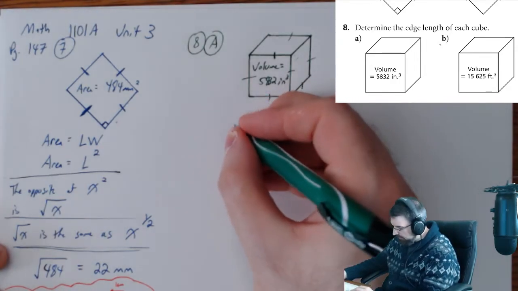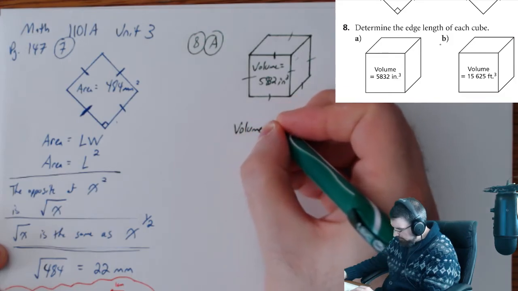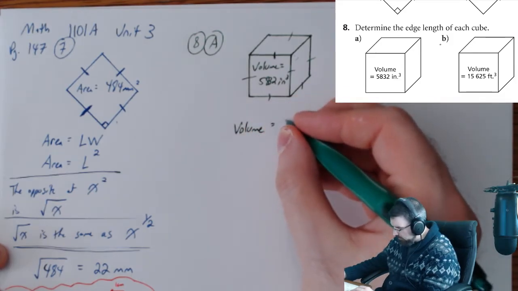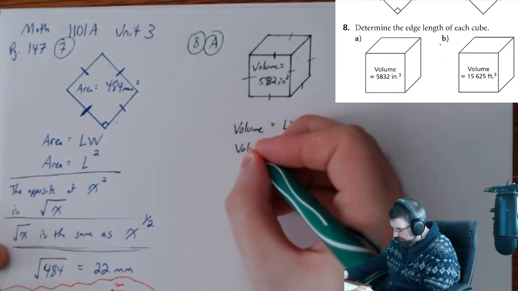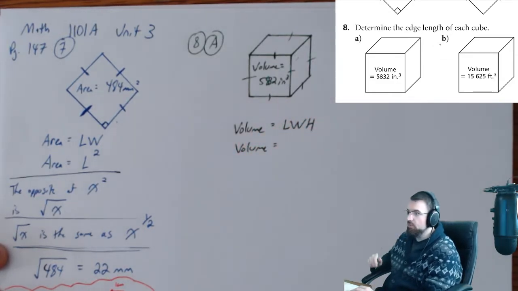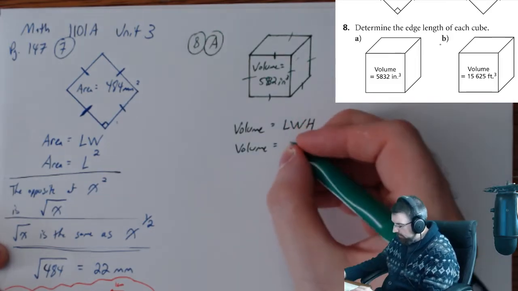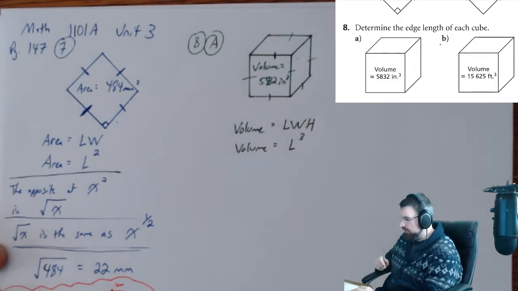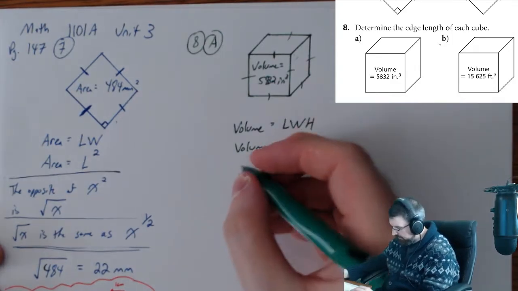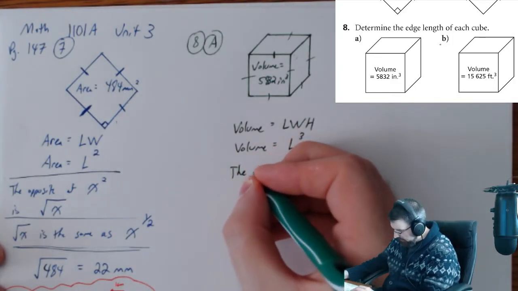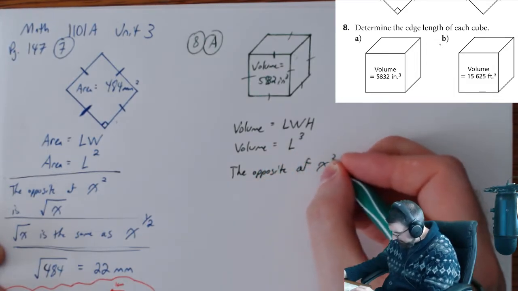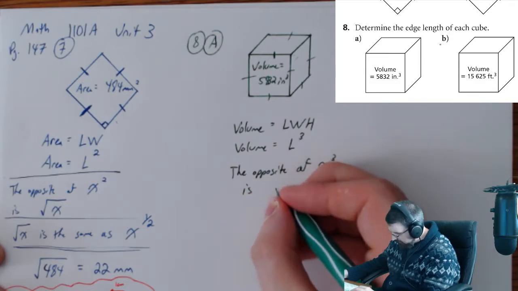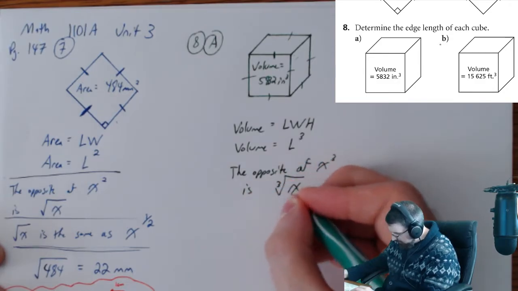But anyway, we know that the volume of a rectangular prism is equal to length times width times height. But here, since it's a cube, all the sides are the same length. It's just going to be the length cubed. So it's whatever the length is, times itself again. So just like before, the opposite of x cubed is cube root of x.